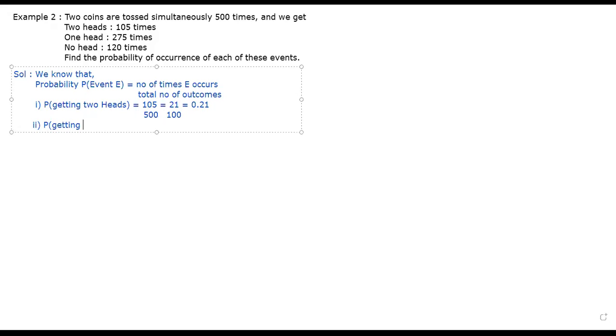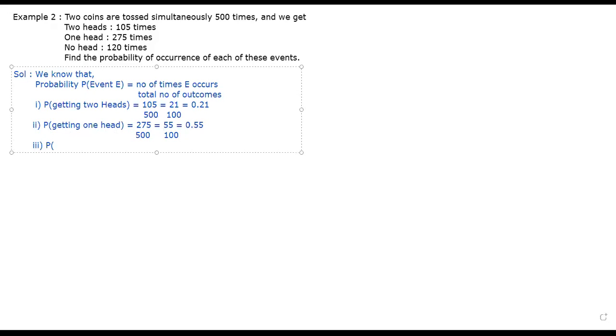Of getting what? Getting 1 head. That is going to be 275 upon 500. 275 times out of 500 times, I'm going to get one head. If I divide by 5, 5 5s are 25, 55 upon 100. Yes or no? Yes. If you want, you reduce. Even if you don't reduce, it is okay.